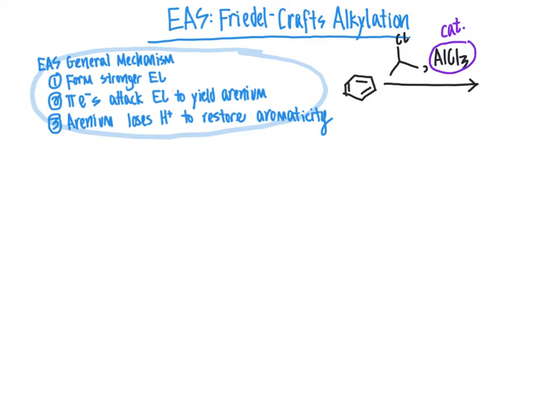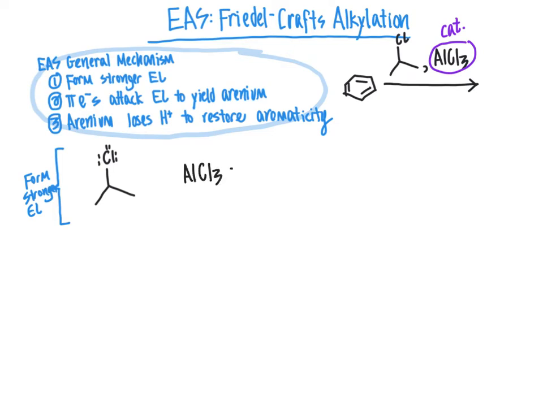So let's go ahead and begin by forming a stronger electrophile, pretty analogously to how we went about forming a stronger electrophile in the case of the Friedel-Crafts acylation. So first step here, form a stronger electrophile. In order to do this, what we will do is take our isopropyl chloride, or whatever alkyl halide we are working with here. We'll react it with our aluminum trichloride, AlCl3.